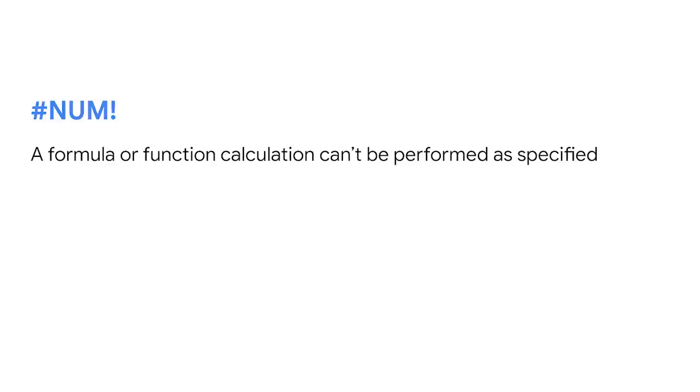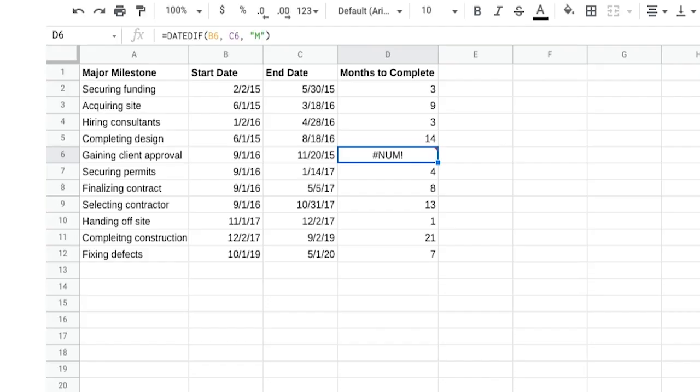Perfect. Sometimes an error is caused by inconsistent or wrong data. For instance, the num error tells us that a formula's calculation can't be performed as specified by the data. The data doesn't make sense for that calculation. Here's what I mean. Suppose we're working on a large construction project and using a spreadsheet to track how many months it takes to reach key milestones. We can use the dateDiff function to calculate the number of months between start and end dates.